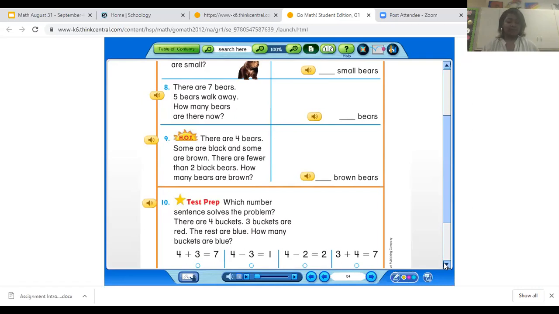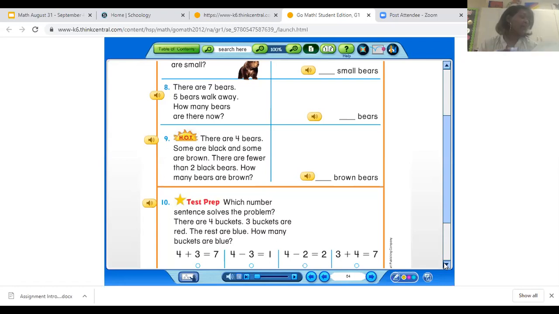Let's see. Let's work through that hot problem together. So there are 4 bears. 1, 2, 3, 4. I have my 4 bears. Some are black and some are brown. There are fewer than 2 black bears. Okay, so I know that there are less than 2 black bears. So what number is less than 2?